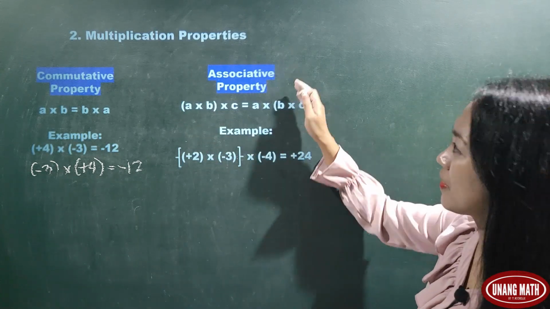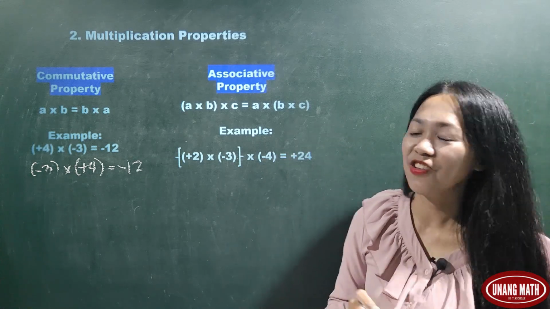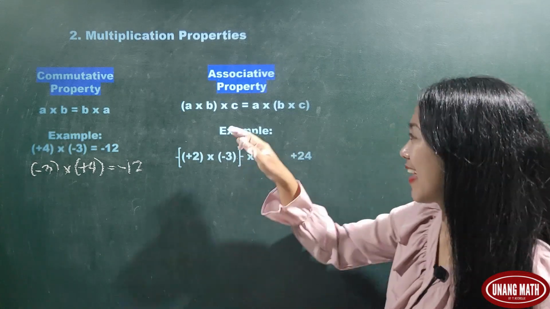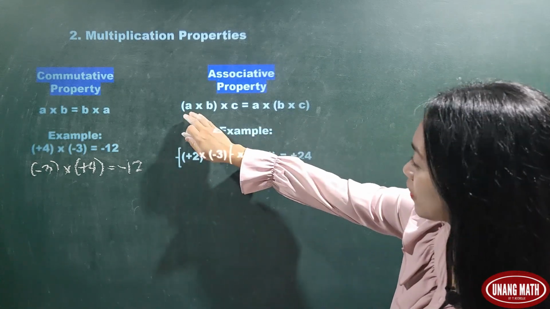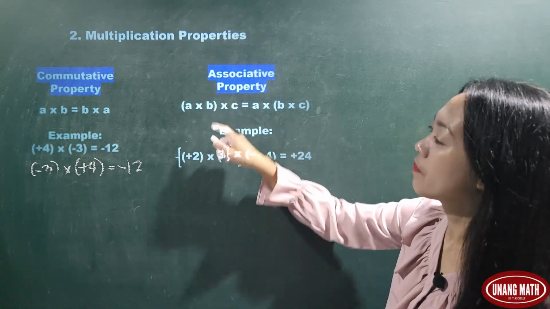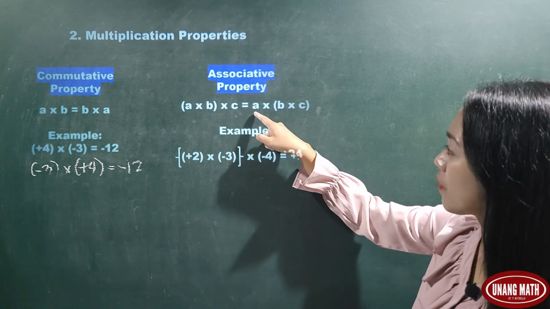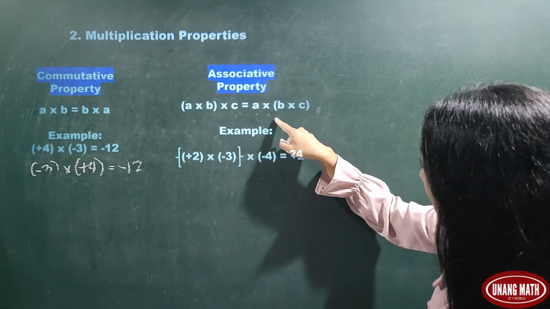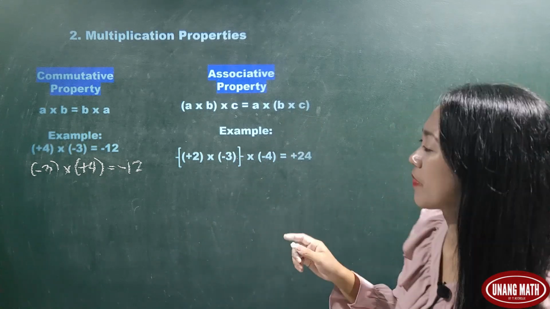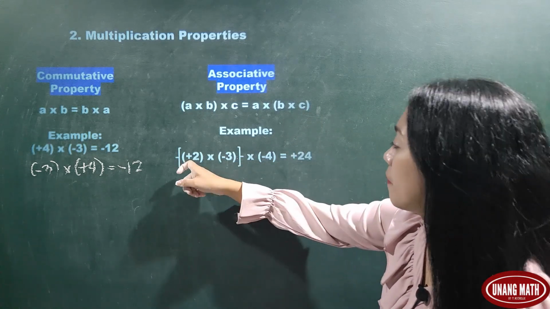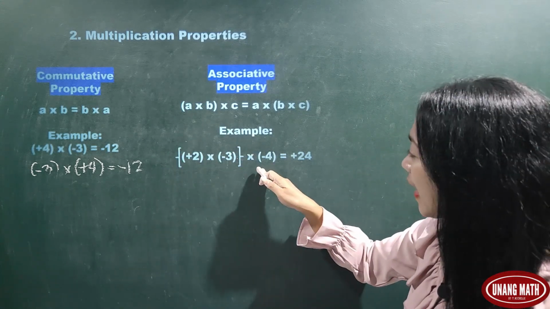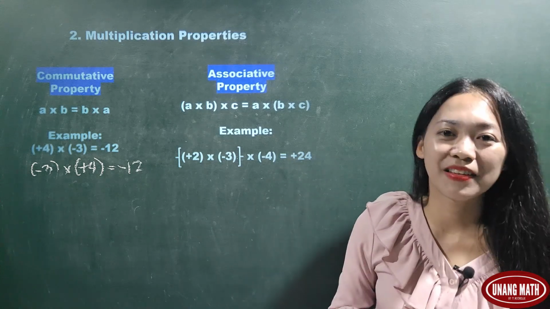Okay, how about the associative property of multiplication? Even if I change the group, the answer is still the same. For example, number A times number B, this is in a group, times C, and if I write it as A times B times C, this is in a group, the answer is still the same. So we have here an example. Positive 2 times negative 3, this is in a group, times negative 4, the answer is positive 24.